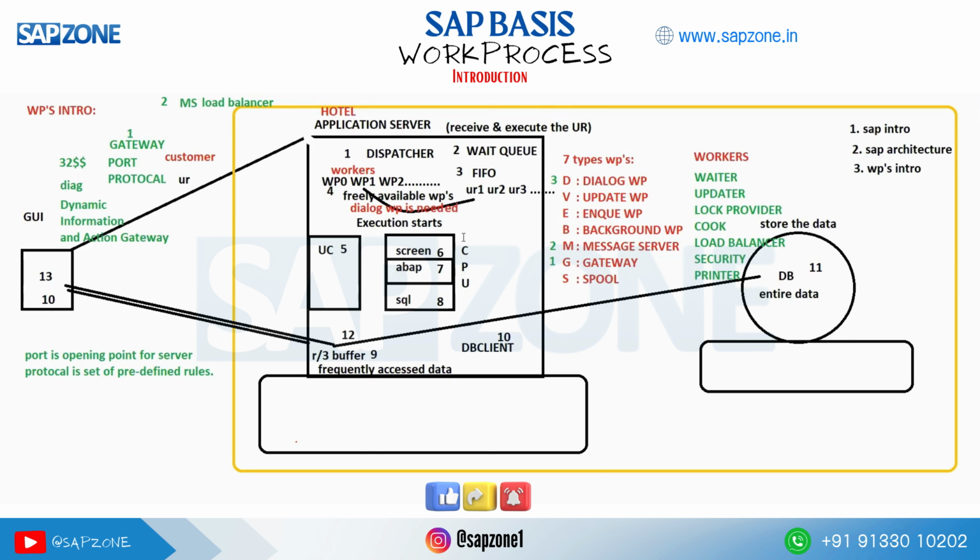The waiter is an interactive work process. He will interact with the users. About the waiter, number 3, waiter means dialogue. Let me write dialogue instead of waiter. Dialogue is an interactive work process. At a time, he will work for multiple users. Multiplexing work process. If you see the hotel, dialogues are the larger number of work processes.